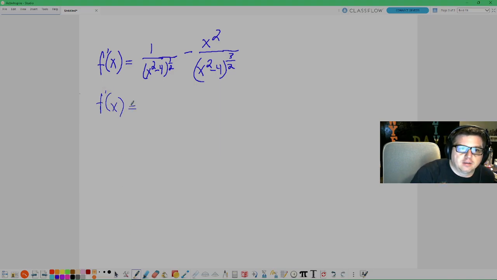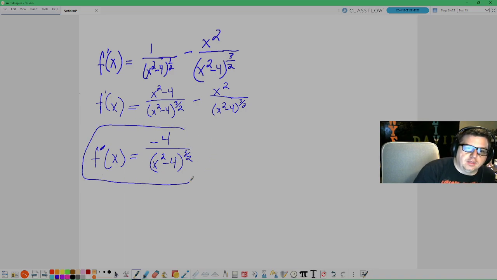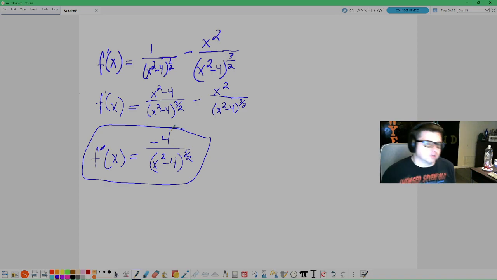if I make the common denominator 3 halves, that means I need to put an x squared minus 4 up top here, because that's what it's missing. Minus an x squared. And then x squared minus 4 to the 3 halves is already there, so I don't need to multiply anything by the top and the bottom. And if I do x squared, take away x squared, those disappear. And all I'm left with is a negative 4 up top, and then an x squared minus 4 to the 3 halves on the bottom. This would be the ultimate final answer in simplest form.